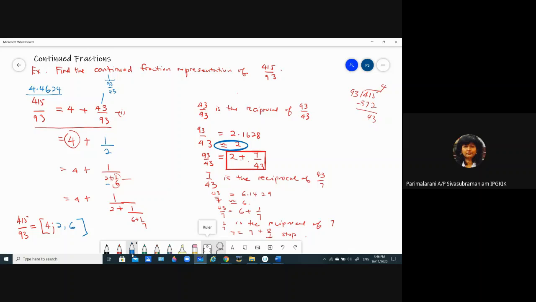So this is the way of writing it, either this way or this way. This is the first integer here, the second integer here, and the third integer here. So 4 semicolon 2 comma 6. I'm just trying to explain to you why we keep taking the reciprocal. Of course, I will show you another way which is much easier for you to do, but I just want you to understand why we're doing it this way.